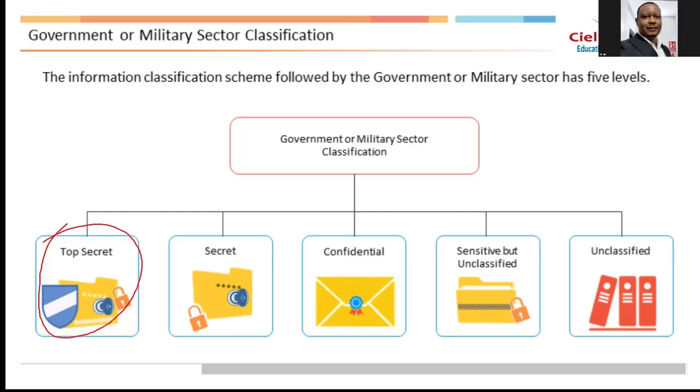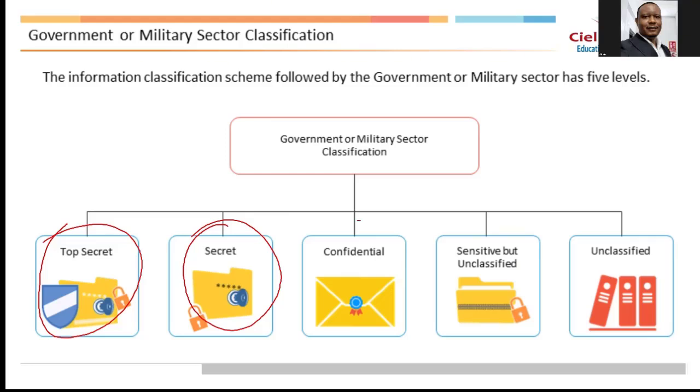Then we also have secret information. This is information that could cause serious damage to national security if disclosed. For example, some form of government communication, or some sting or intelligence operation. This classification is highly sensitive. The risk of disclosure may not be as extreme as for top secret, but it can still have some major consequences on the country.